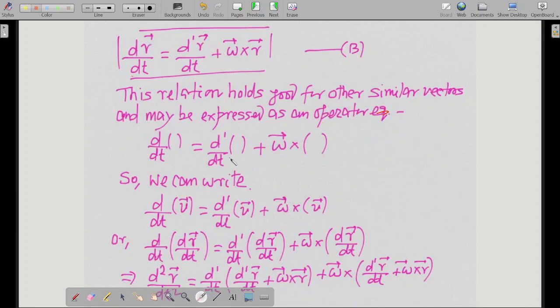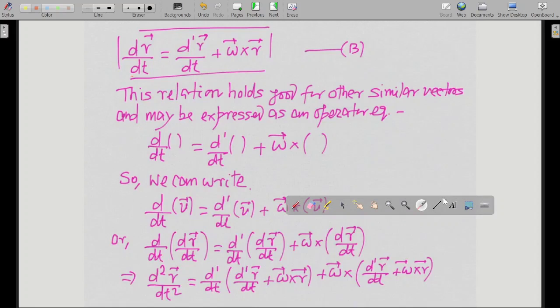So this relation holds good for other similar vectors, which may be expressed as an operator equation, which is shown over here. So we can write like this: in the place of these blank operators we will put the velocity vector. So we can write d by dt of v vector equals d prime by dt of v vector plus omega cross v vector. Now you must understand this thing.